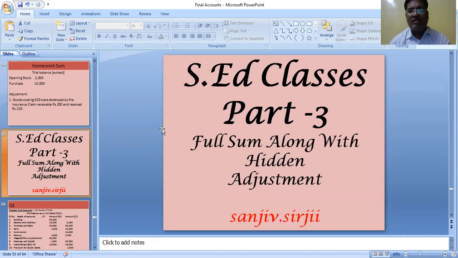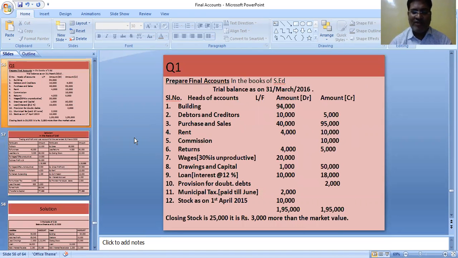We will do a full sum, but still some of the hidden adjustments are there in the sum only. Let's do one sum based on that. It's a complete sum. This type of sum you will be getting in your examination as far as ICSE is concerned. For CBSE, the small videos are enough. They may get small sums even.